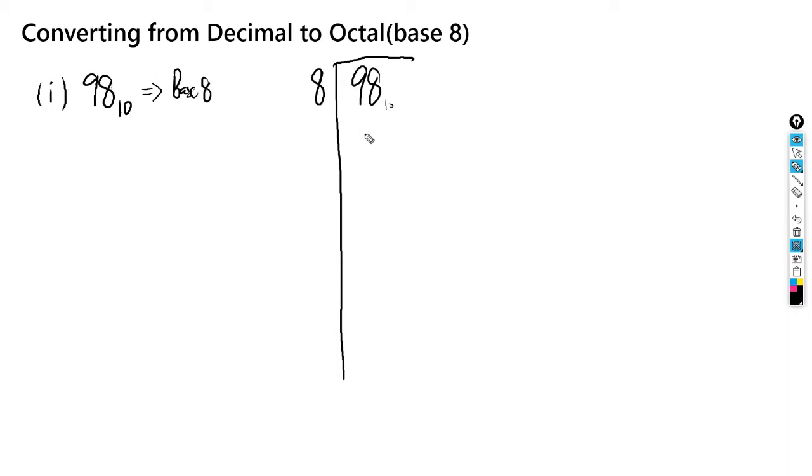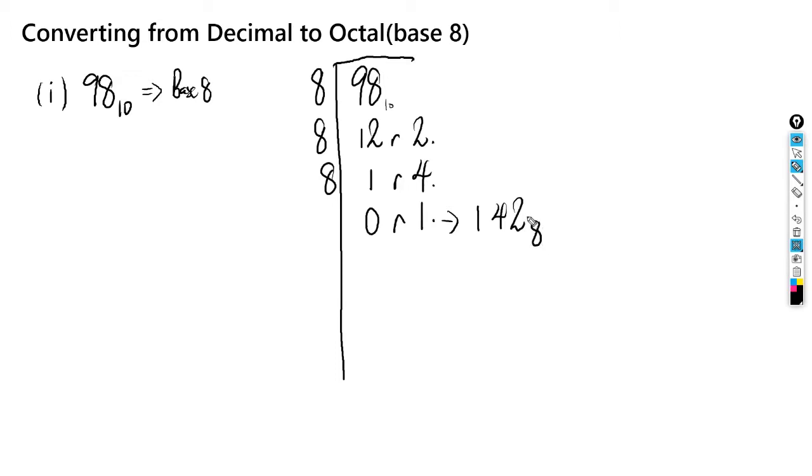Dividing 98 by 8, we get 12 and remainder 2. If we divide 12 by 8, we get 1: 8 can go into 12 one time and leave a remainder of 4. Then 1 divided by 8 would leave 0 and a remainder of 1. We start from the bottom up just like we did with the others, and it's going to be 142 in base 8. Not too bad, guys. Let's look at another example now.